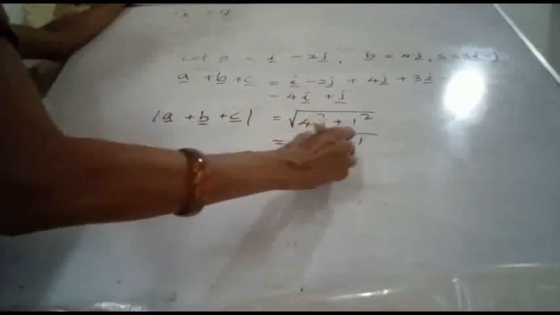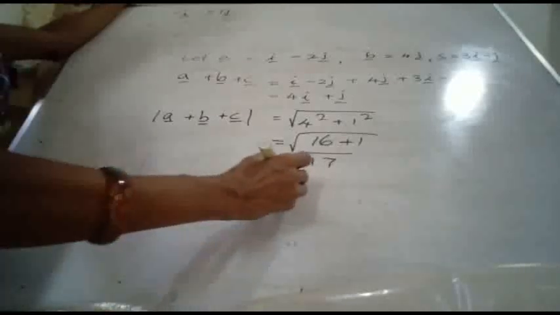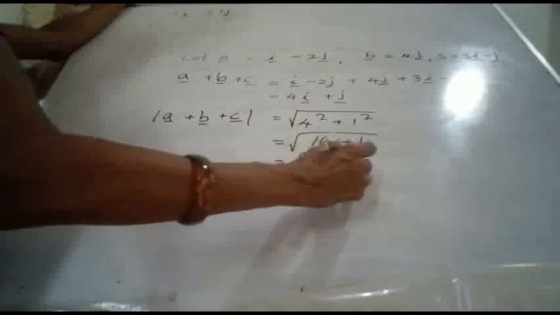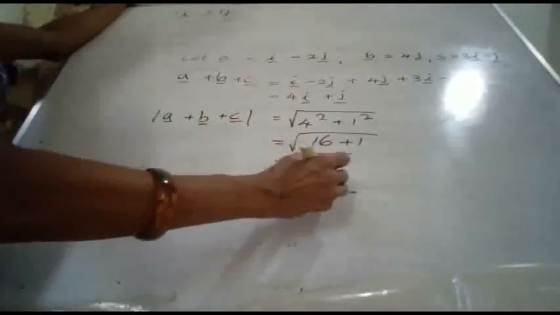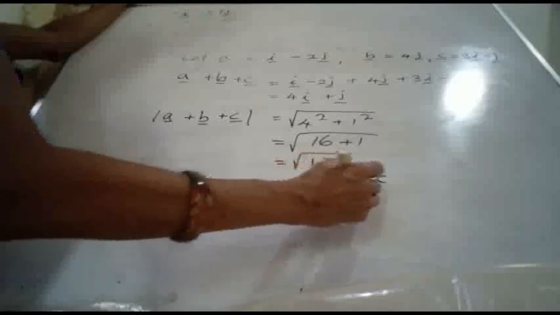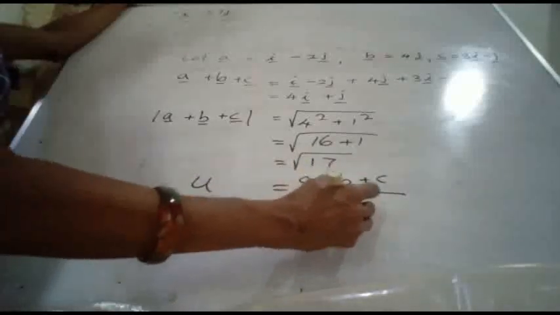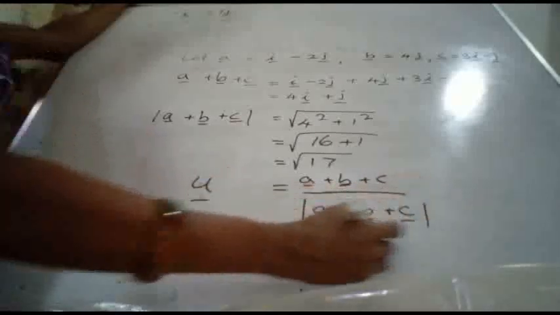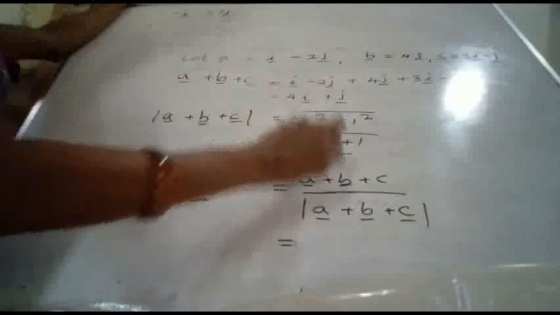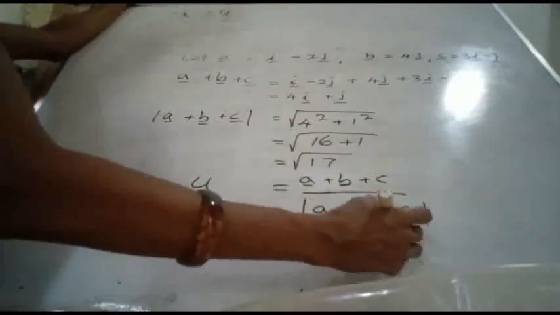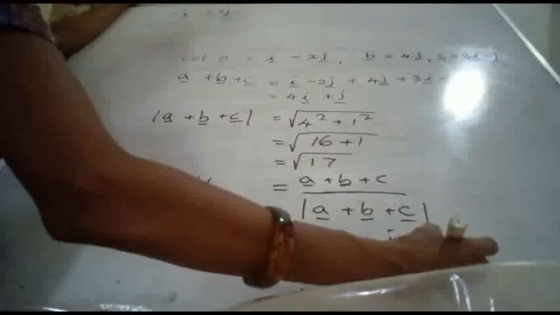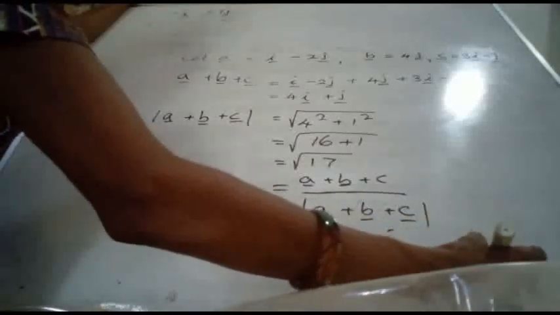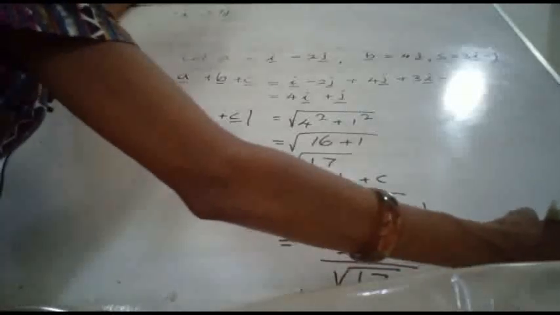Square root of 17. Now the unit vector is equal to vector A plus B plus C divided by the modulus of vector A plus vector B plus vector C, which is equal to 4i plus j divided by square root of 17, equal to 1 over square root of 17 times 4 times vector i plus vector j.